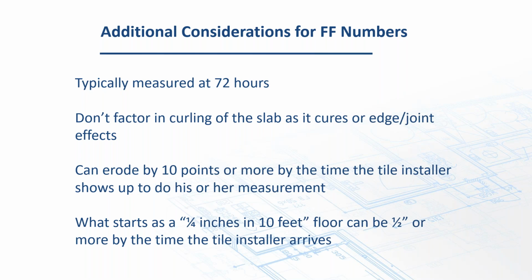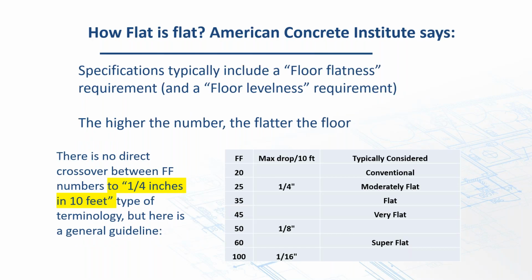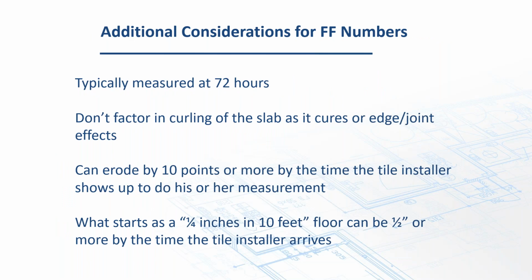The FF numbers can erode by as much as 10 points by the time it's originally done and when the tile installer shows up on the job. Again, look at that again. That makes a big difference. If you're going from 50 to 35 or 45 for that matter, down to 25, it's a big difference. What starts as a 1/4 inch in 10 feet can be a 1/2 inch by the time the installer shows up. Not good.